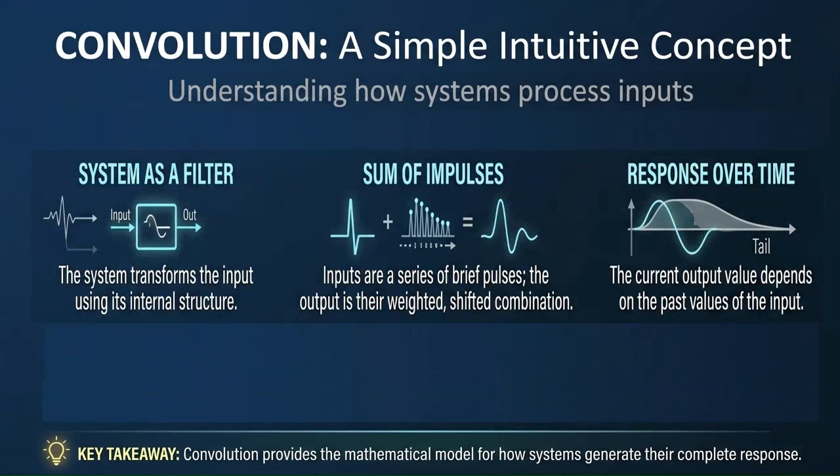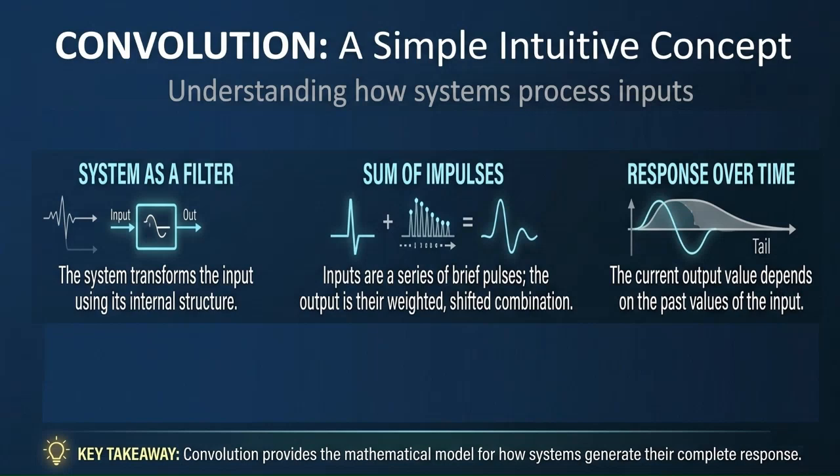For example, if you send a very short pulse into a system, its response may continue for some time. If the input is more complex, we can think of it as a combination of many small pulses, and the total output is the sum of all their responses. And that is exactly what convolution computes. A key idea in engineering is this. The output of a system depends not only on the present input, but also on its past behavior.